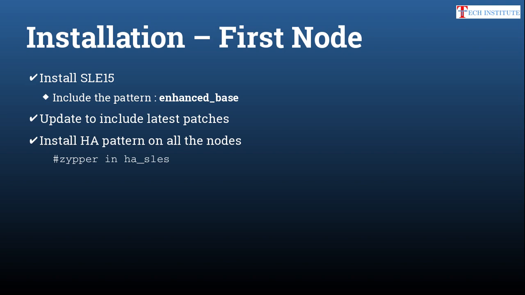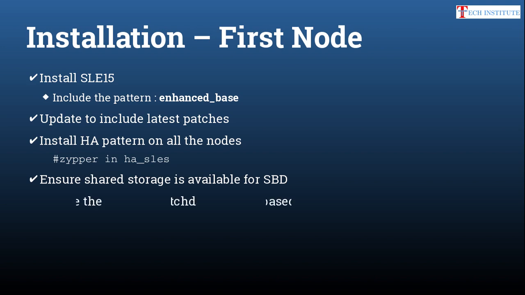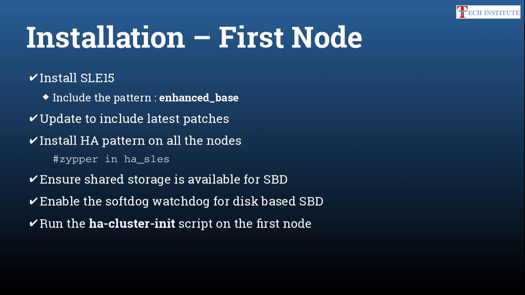And before starting with the configuration, ensure you have a shared storage available for the SBD disk. This can be 50 MB or 100 MB, but it should be shared among all the cluster nodes. Then you have to enable the Softdog watchdog for disk-based SBD if you are planning to use SBD as a fencing mechanism.